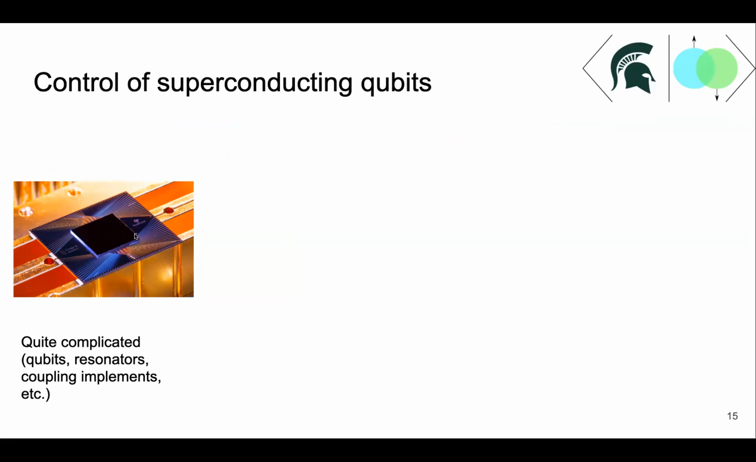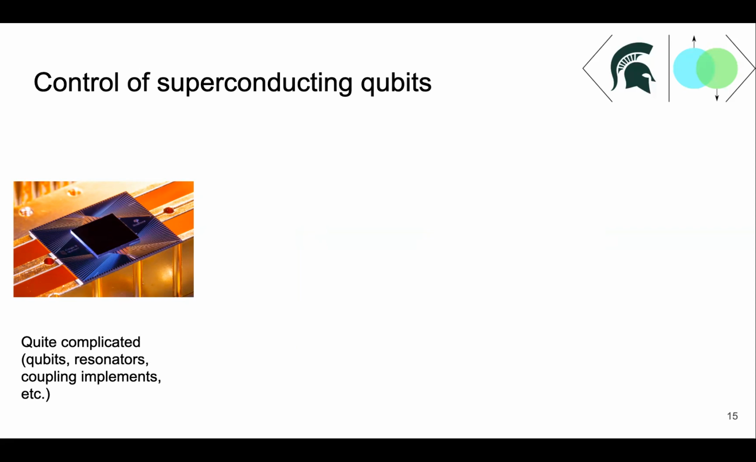And so you can see all these lines on there. I think there's something like 52 qubits on this chip. Many of the qubits are coupled to multiple readout resonators. The qubits are coupled to each other. There's going to be independent lines to adjust the electrostatic environment. It's quite complicated. There's a lot of things here.